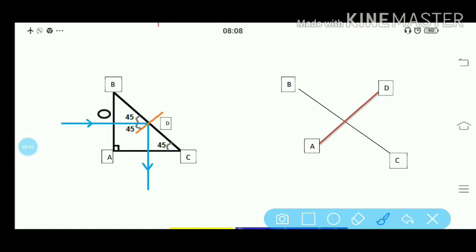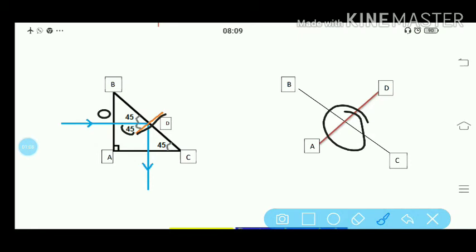So as you can see, when we draw a normal to the point on BC, suppose this red color is our normal. Okay, now this is our normal to the surface BC. So first angle, that is BDO, is 45 degrees. So again this is our 90 degrees. So this will also be 45. This will also be 45.